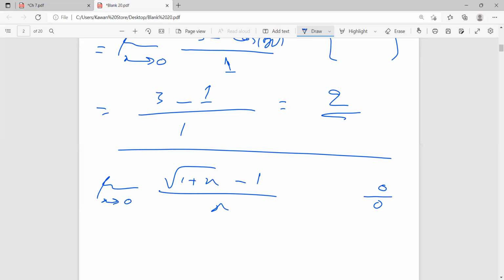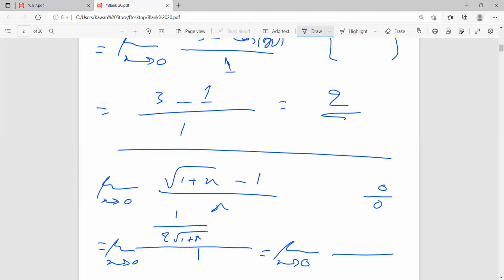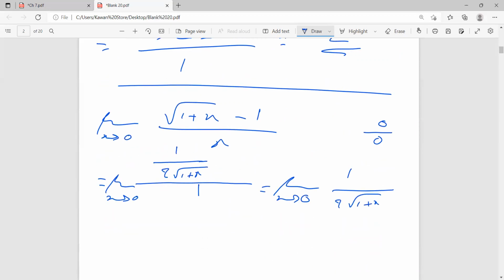Then, derivative of numerator. The derivative of the denominator is equal to 1. The derivative of this square root is equal to 1 over 2 times square root of 1 plus x. Why? Because we get minus 1 over 2, we bring it down. Then the result will be the limit as x approaches 0 of 1 over 2 times square root of x plus 1. Okay, then we will substitute the value again. I'll get what? 1 over 2. Understood?